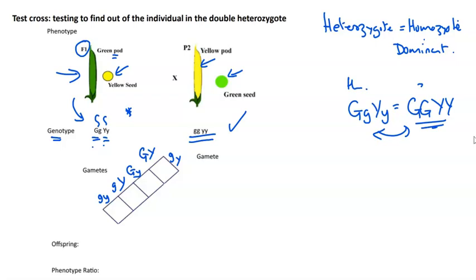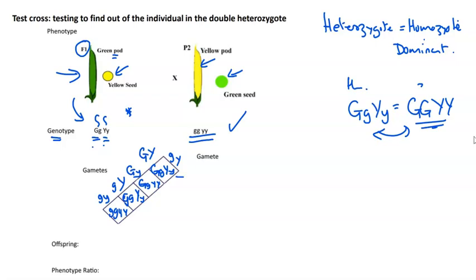So when we work through those combinations, we get big G, big Y, little y, big G, little y, little y, small g, big Y, little y, and finally little g, little y, little y.